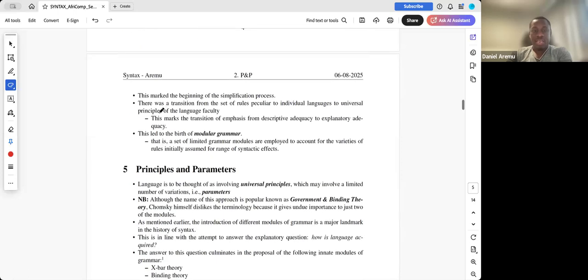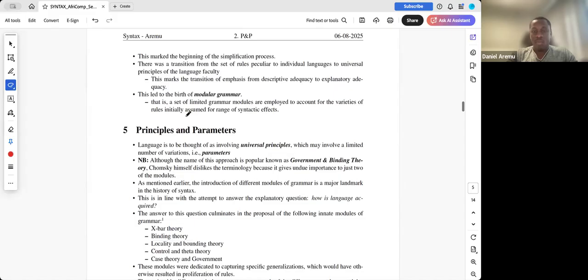And there was also a transition from the set of rules that are peculiar to individual languages to universal principles of the language faculty. So the assumption is that the structure in 13 is actually present in all languages. So it's like a universal structure of phrases in every language, universal grammar, basically. And this marks the transition of emphasis from descriptive adequacy to explanatory adequacy.